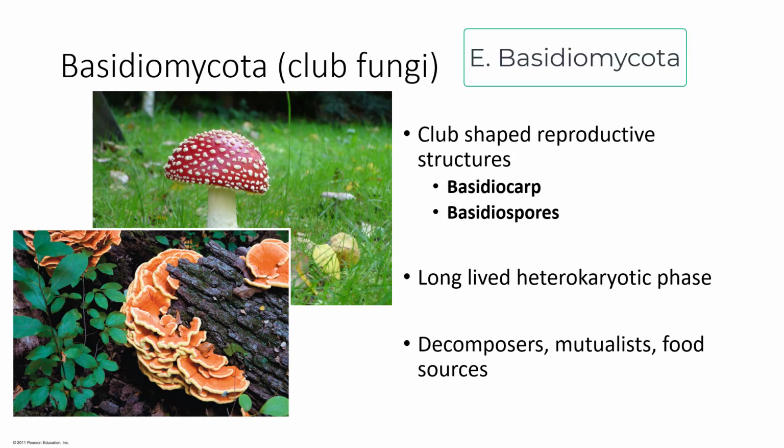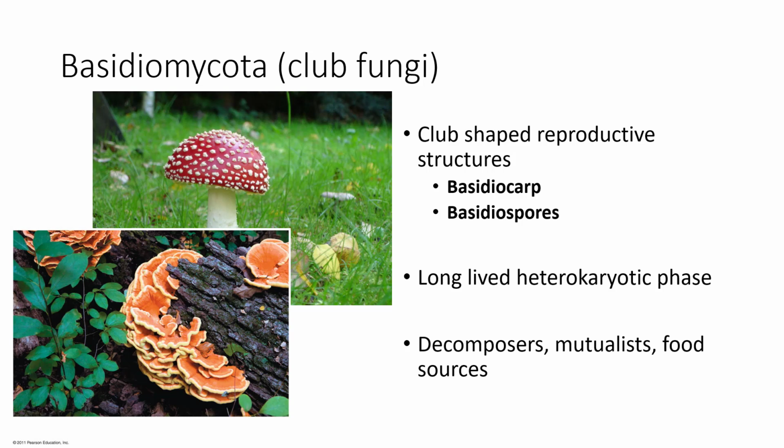The basidiomycota, welcome to the club. These don't make sacs, they make tiny clubs. And those tiny clubs are going to be on the bottom of a basidiocarp or a mushroom. So the mushroom is a basidiocarp, and the only true mushrooms are the basidiomycota. There are also shelf fungi, which are in the basidiomycota, and underneath those shelves are tiny gills, and on those gills are tiny clubs, and on those clubs are tiny spores. Those are basidiospores.